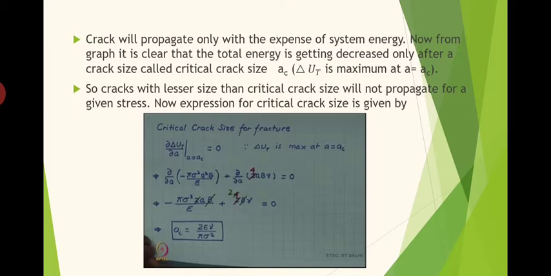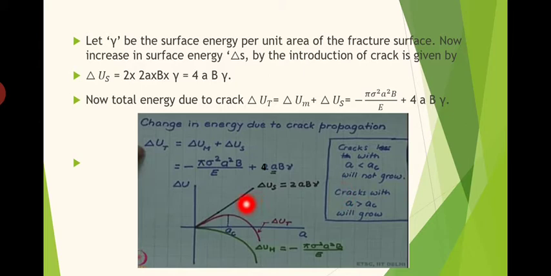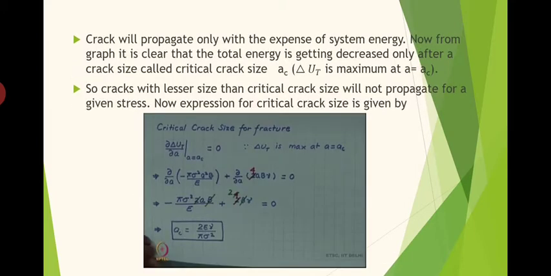Now we want to find an expression for the critical crack size. From this graph itself we have seen that A equal to AC is at the point where delta UT is maximum. At the maximum point, if you differentiate with respect to the dependent variable, the derivative will be equal to 0. That property we are utilizing here. So at A equal to AC, dou delta UT by dou A should be equal to 0.